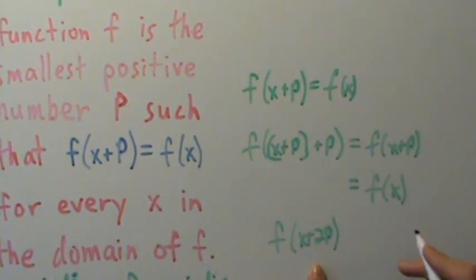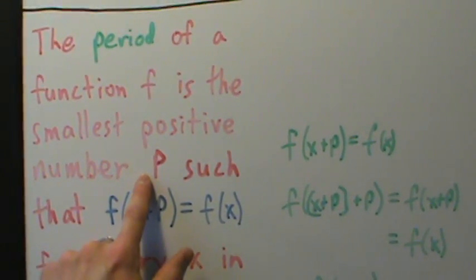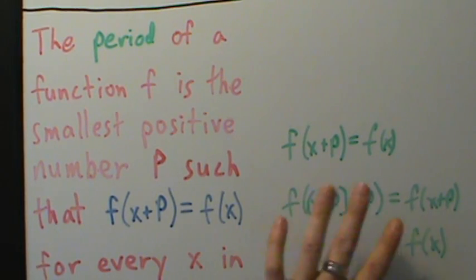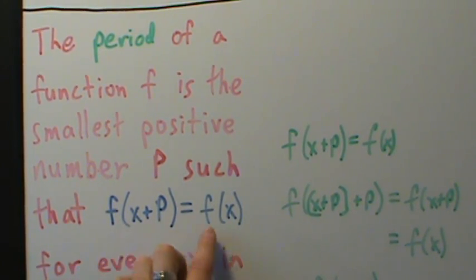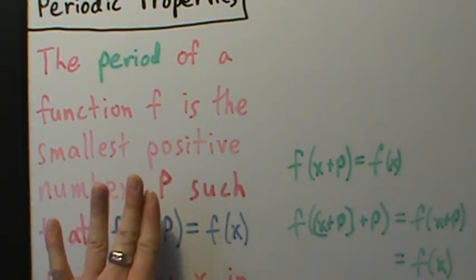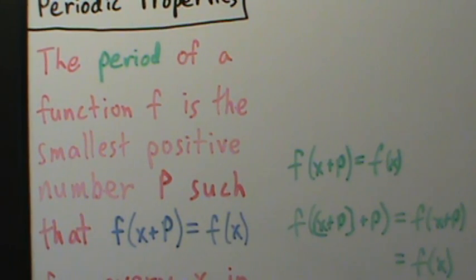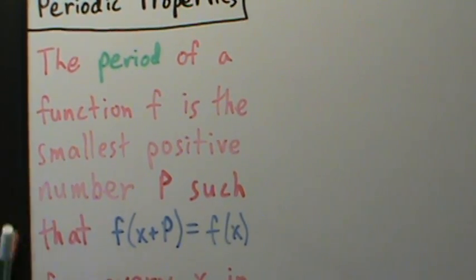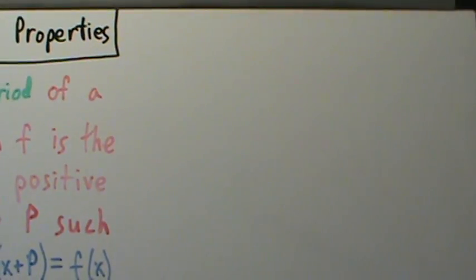So the point I want to make is that if you have this period p, there will be larger numbers that satisfy this equation. f of x plus 2p equals f of x, as we just saw. f of x plus 3p equals f of x, and so on and so forth. But by the definition of the period, p is the smallest such positive number that satisfies this. This will make more sense when we see concrete examples. So let's look at the trig functions and revisit what we just talked about in terms of actual numbers.